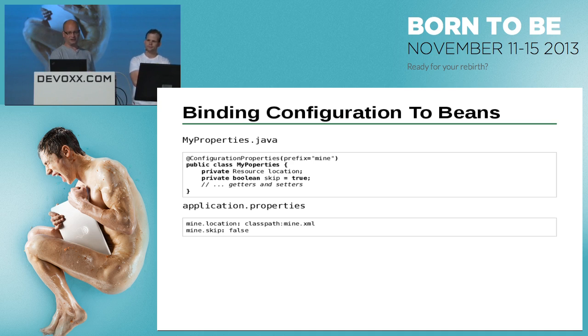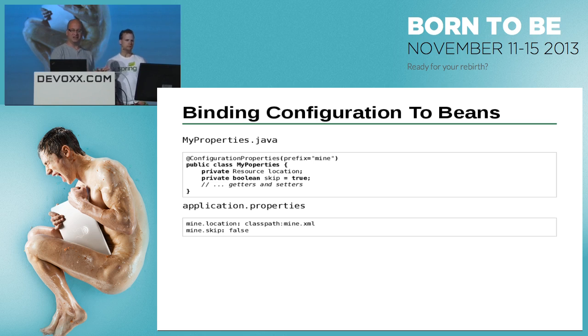We created @ConfigurationProperties. That's something that you add to a Java bean with getters and setters, or if you don't like that, you can use Project Lombok. Anybody using Project Lombok? Oliver. Oliver, if he's here, yeah. So you say @ConfigurationProperties, and then if you want to, you can say prefix equals, and the prefix is a prefix in the properties file. So mine dot, and then location is the property name inside the Java object.